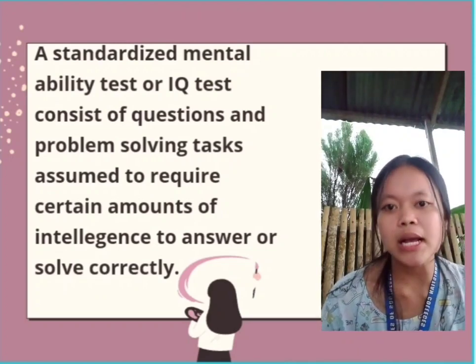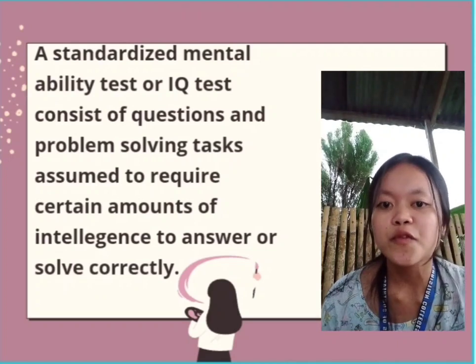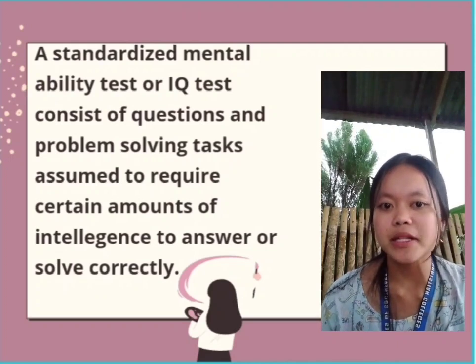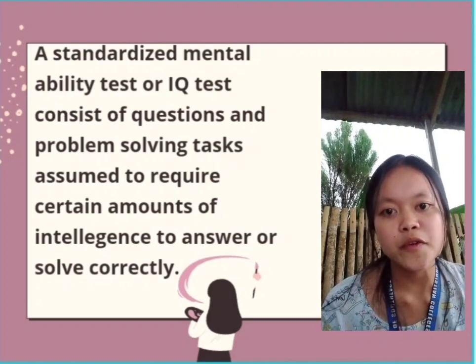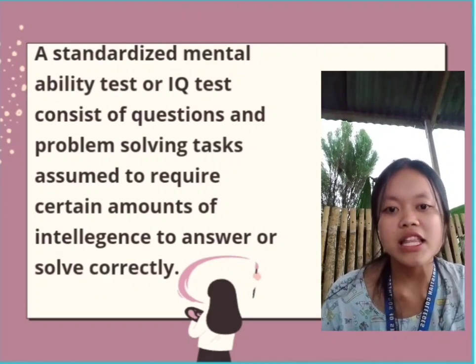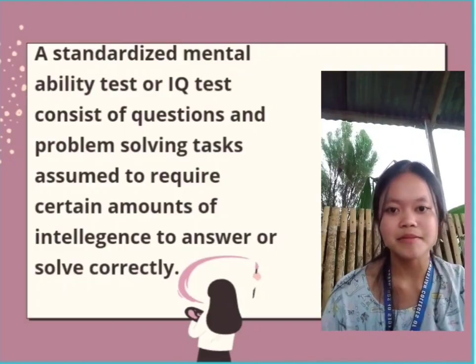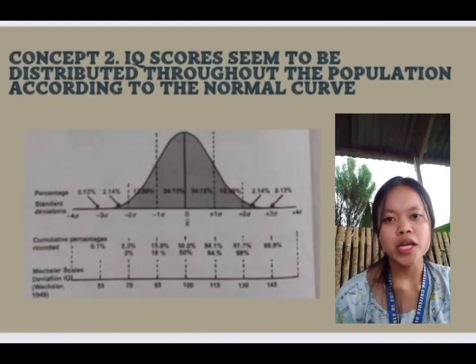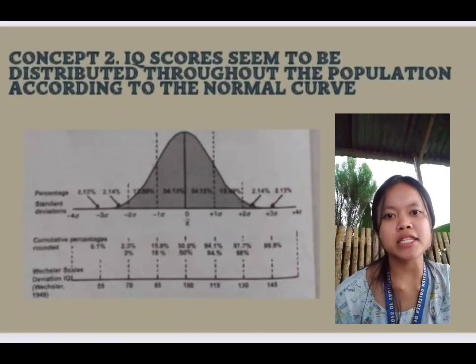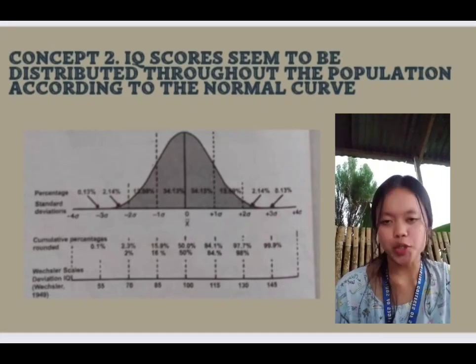An IQ test samples only a small portion of an individual's full range of skills and abilities. The child's performance in intelligence tests is used to derive a score that represents his or her overall intelligence. Concept 2. IQ scores seem to be distributed throughout the population according to the normal curve.